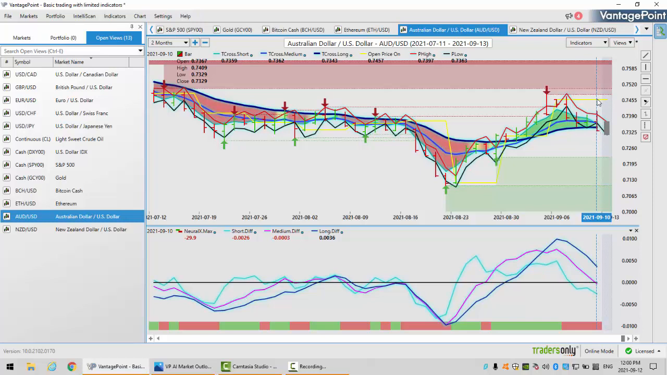And we didn't even test the weekly opening price. Only one day did we test it, and that was at the beginning of the week. And then it just absolutely got pounded lower. But you can see the market support building off of that T cross long at 73.43. So watch that level very closely.